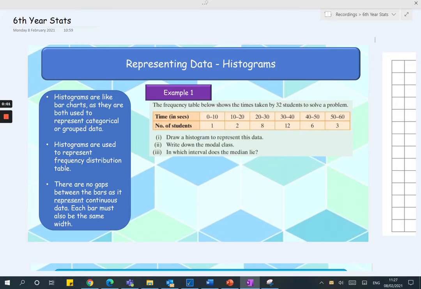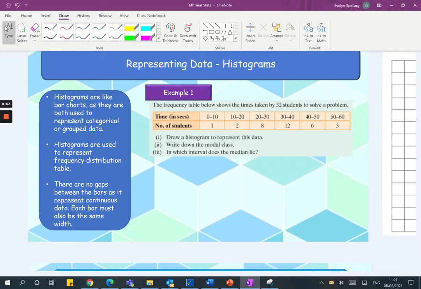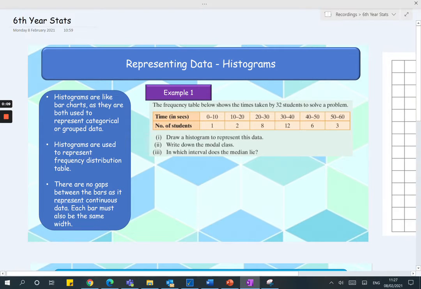Welcome everybody, and what we're going to be looking at today is histograms in statistics. So again, a histogram is something we would have studied when we were studying different types of representing data at Junior Cert, and it's one we're going to go into a bit more detail on now for Leaving Cert.